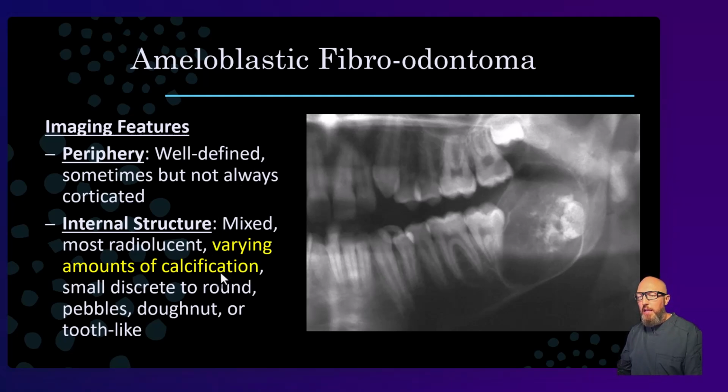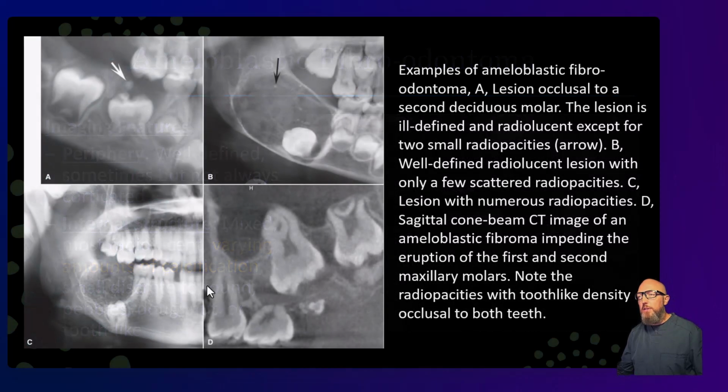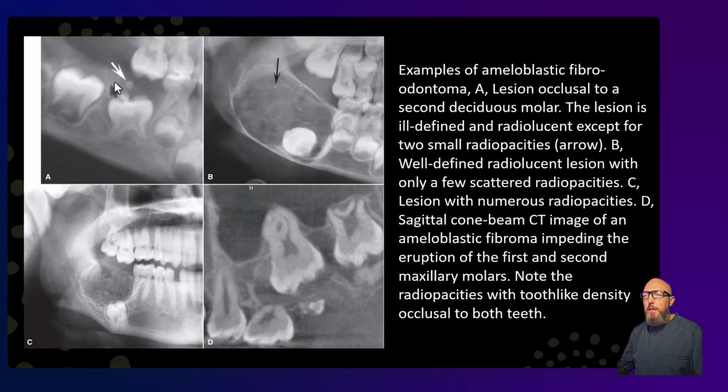Varying amounts of calcifications, just like all of these, they can have pebbles or small, more discrete calcifications. So the calcification always varies. That's a theme that we're seeing here in this lecture. In this case, there's a small, pebble-like calcification. Even though it doesn't look like much of a lesion here, there's just more of a hyperplastic dental follicle, but the calcification in here is what tells you that might be an AFO. It's associated with the crown of this unerupted tooth. It looks like it's delaying the eruption of this tooth.